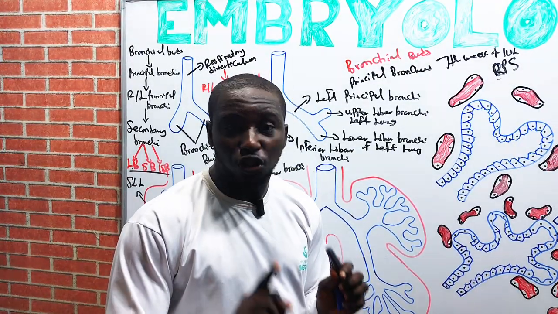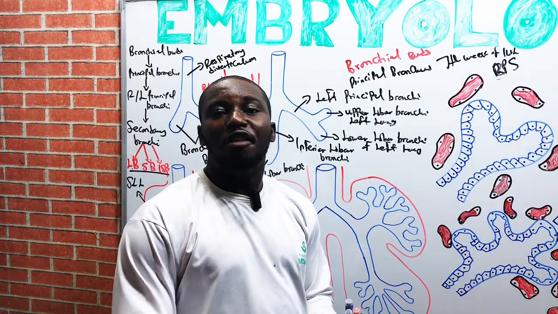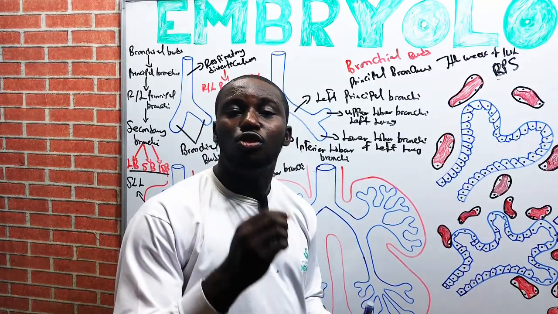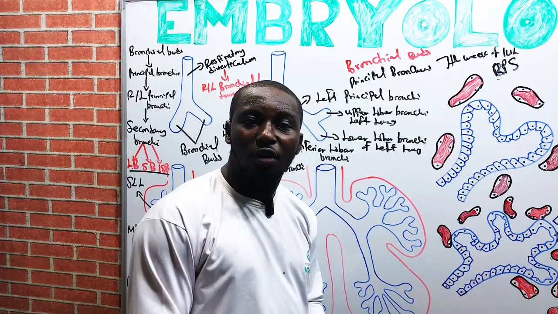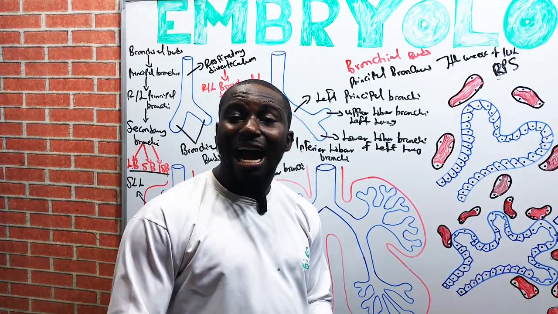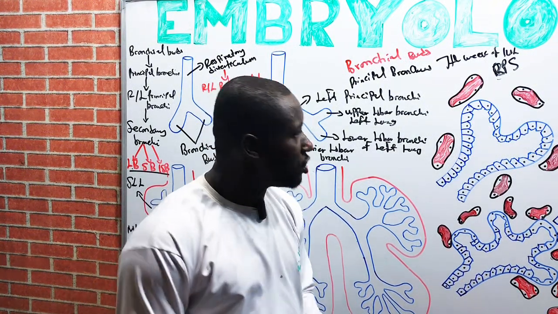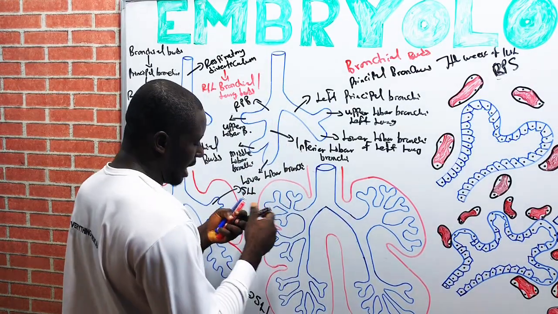cartilages, develop from the surrounding splanchnic mesoderm. That is an important thing you should note, because it is not all the structures that evolve from the lining that give rise to the respiratory structures. The smooth muscles of the respiratory system, the cartilages, and also the connective tissues evolve from the surrounding splanchnic mesoderm, right?